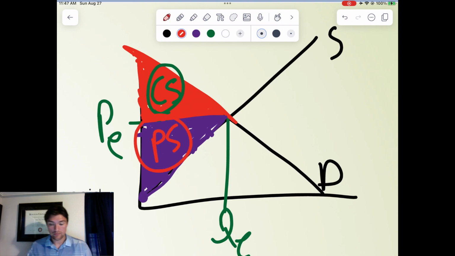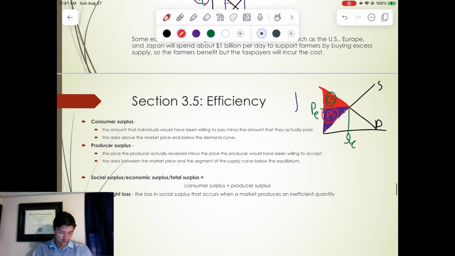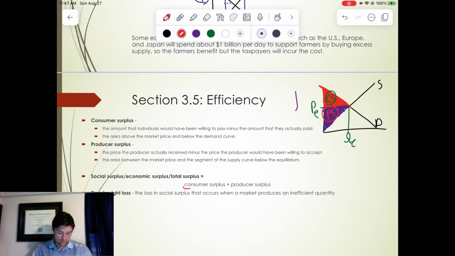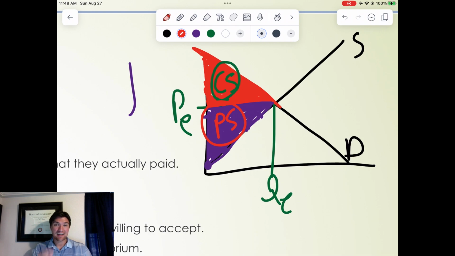So at equilibrium, this is where we have the maximum amount of consumer surplus and producer surplus. This is where it's best for both people. Social surplus is where we add these two together. That is their economic surplus, and that is the highest amount of surplus you can get. So all you need to know is that the top triangle is the consumer surplus and the bottom triangle is the producer surplus.